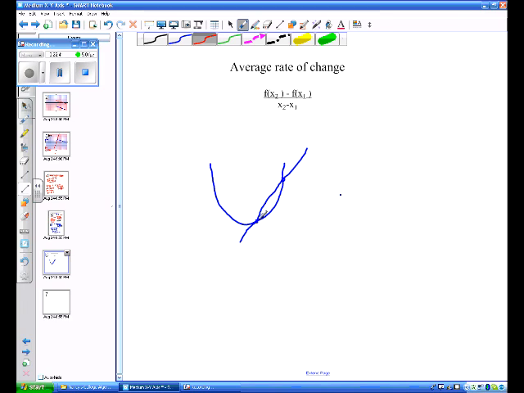This would be our f of x sub 2. So this point might be x sub 2, f of x sub 2, whatever your function is at that time. And this would be our x sub 1, and then f of x sub 1. And so we're finding the slope of that secant line.